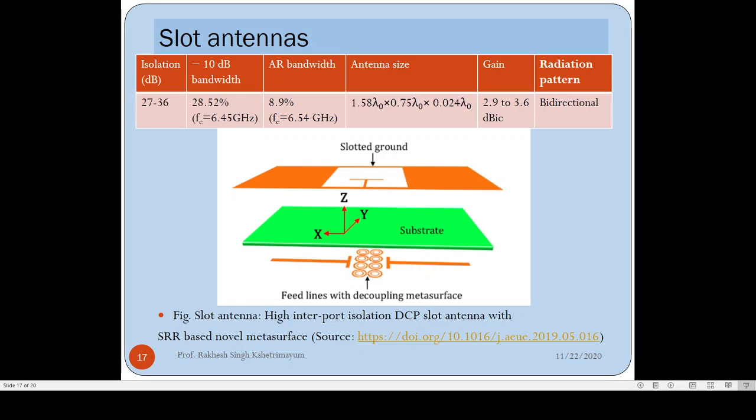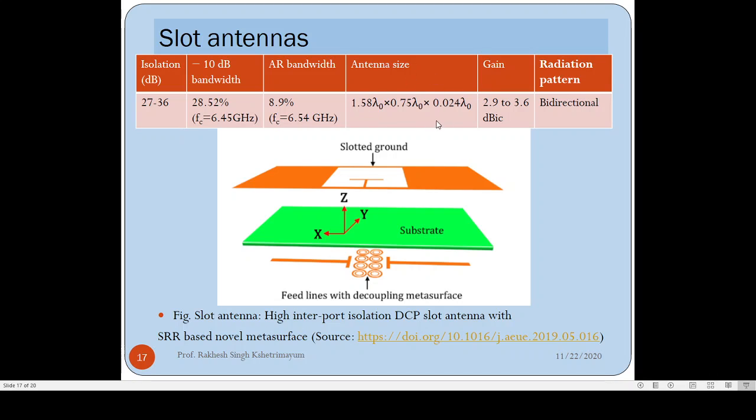There is another bandwidth which is usually defined for the circular polarized antenna. Let's say you consider an ellipse. The ratio of the major axis and minor axis is called the axial ratio, and usually we have a circular polarized antenna when the axial ratio is less than 3 dB. So that 3 dB bandwidth, you can observe for this circular polarized antenna. It gives a bandwidth of 8.9% at the center frequency of 6.54 GHz.